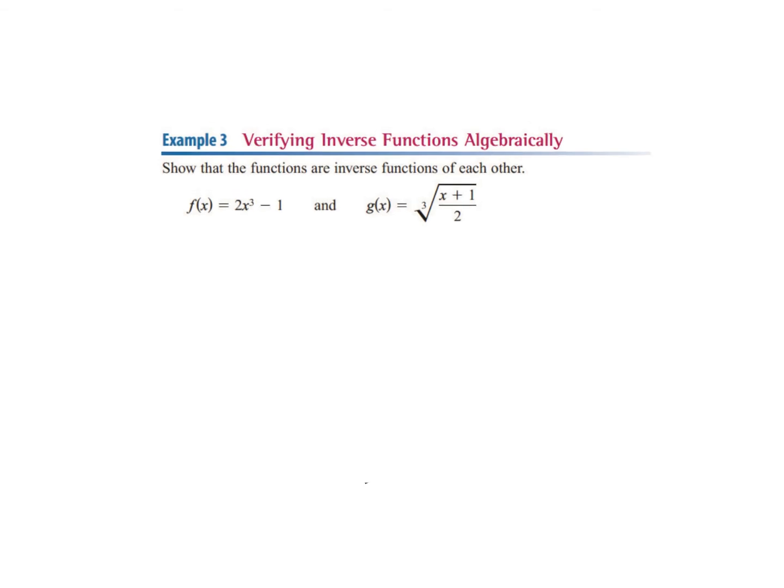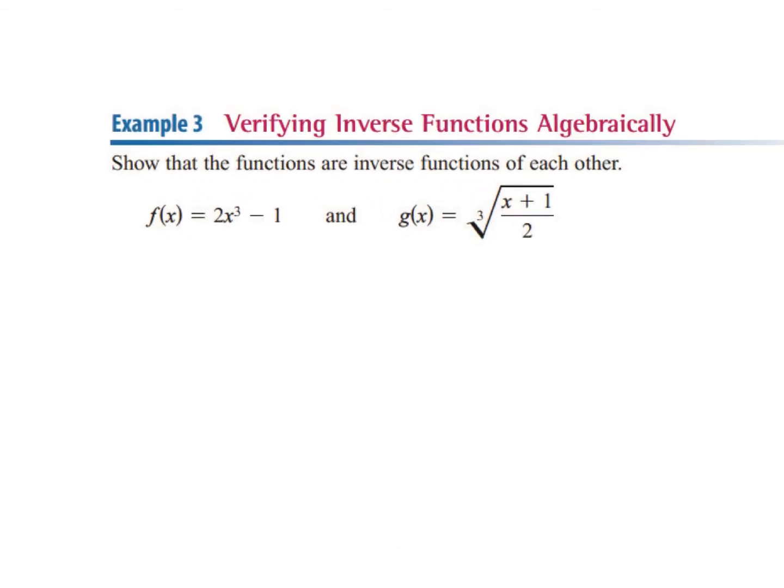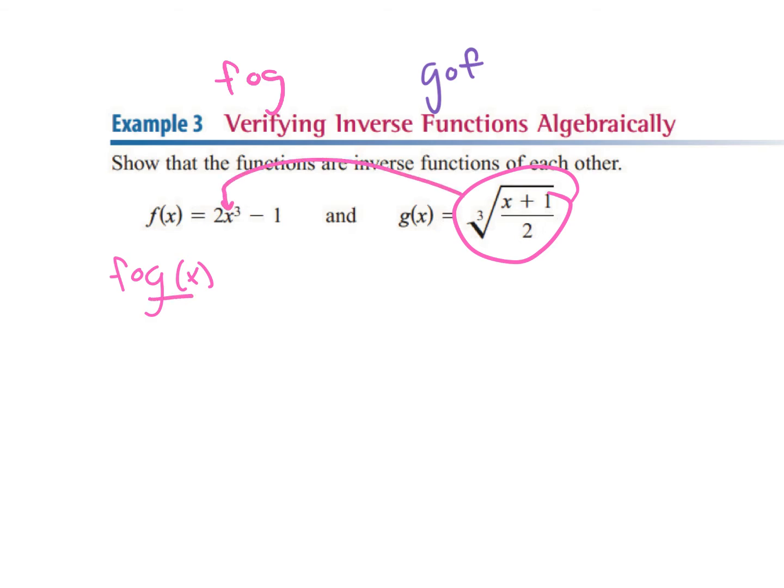So looking at example 3, we have to show that the functions are inverses of each other. So again, we want to check f of g and then check g of f. So let's start with f of g of x. We're going to take g, because that's on the inside, and plug it in inside f. So I have 2 times the cubed root of (x plus 1 over 2), cubed, minus 1.